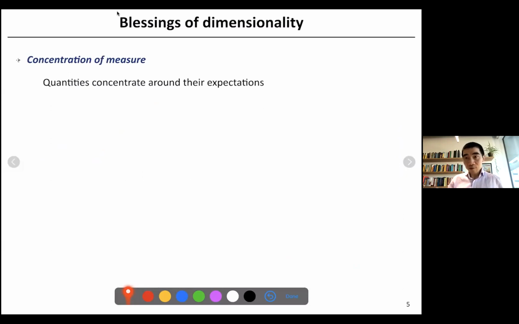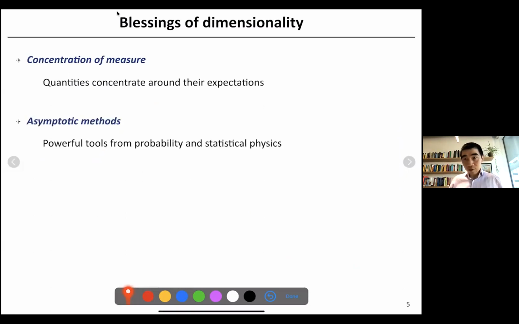The first one is the concentration of measure that we just mentioned. Essentially, it says that many random quantities tend to tightly concentrate around their deterministic limit when you go to high dimensions. And because of this, we can use very powerful methods from statistical physics and from probability theory to obtain sharp characterizations of these quantities, which would otherwise be very hard to do in moderate or low dimensions.